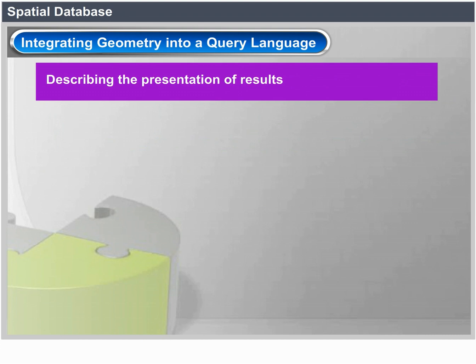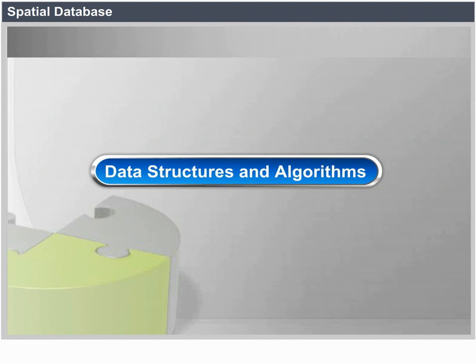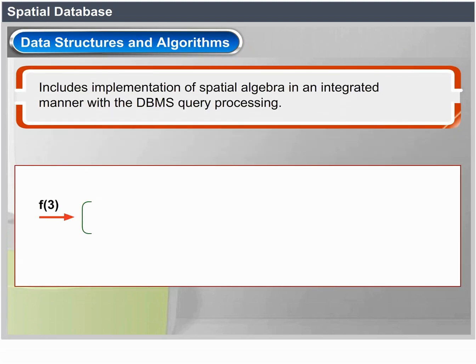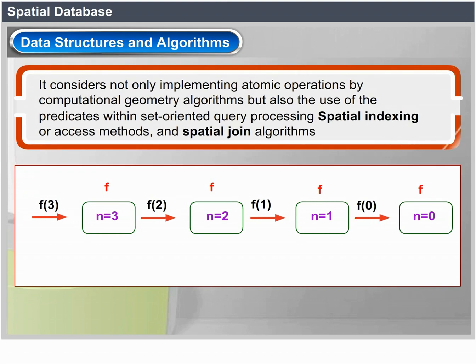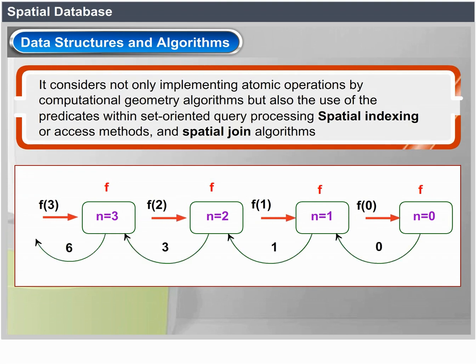Data structures and algorithms. Implementation of spatial algebra in an integrated manner with the DBMS query processing. Not just simply implementing atomic operations using computational geometry algorithms, but considering the use of the predicates within set-oriented query processing, spatial indexing or access methods, and spatial join algorithms.